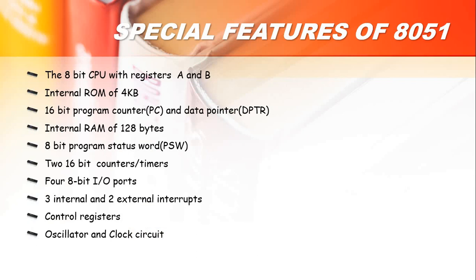These are the special features of the 8051. We have an 8-bit CPU with registers A and B. The A register is the accumulator register, and the B register is a special function register. We have an internal ROM of 4 kilobytes. This ROM is the program memory. We can also extend this memory space by an additional 64 KB.